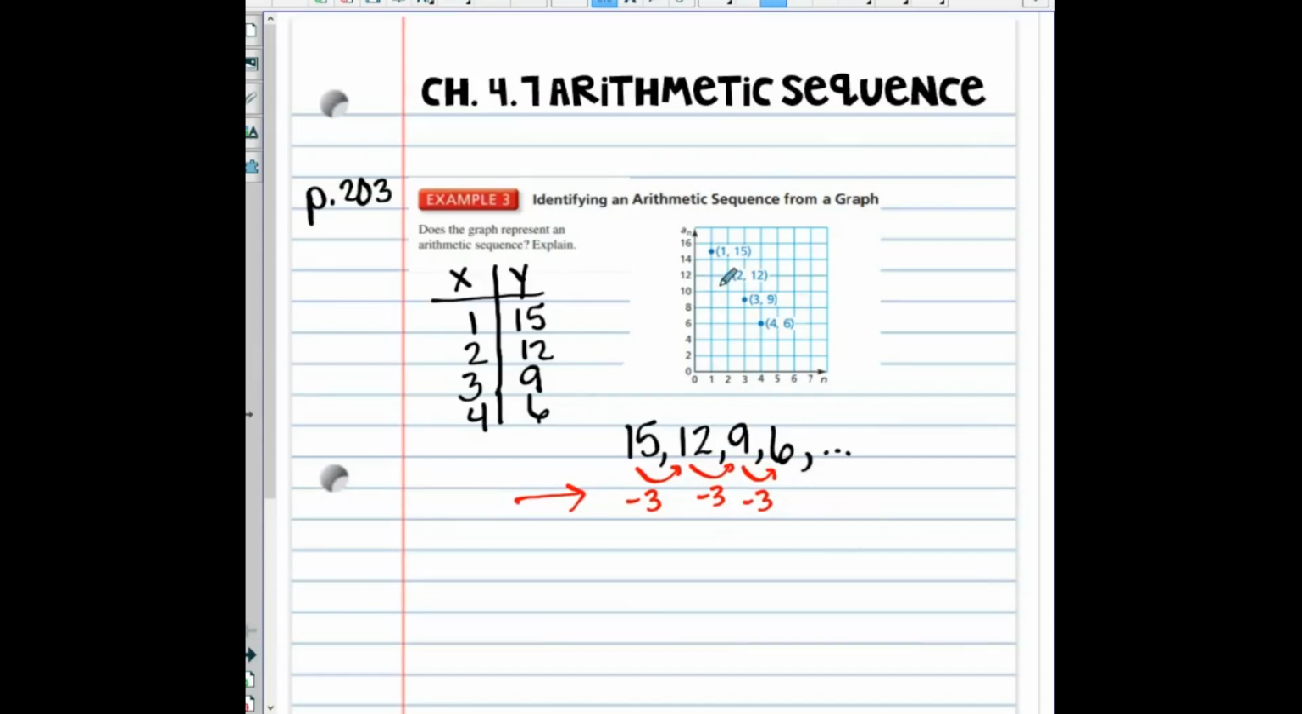Sometimes they will just give you the points and you need to know, okay, the sequence is the output. The 1, 2, 3, 4 represents the position, okay?